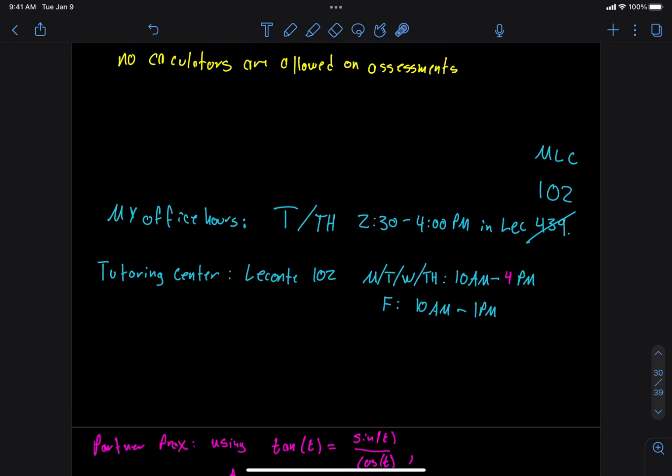Regarding my office hours, I will have office hours today from 2:30 to 4. I'm going to try to do them again in the Math Learning Center, LeConte 102. It's really convenient. We got those hexagonal tables in there. It's good for group work and stuff. So that's where I'll be today from 2:30 to 4 p.m.